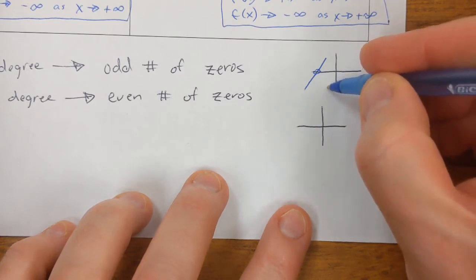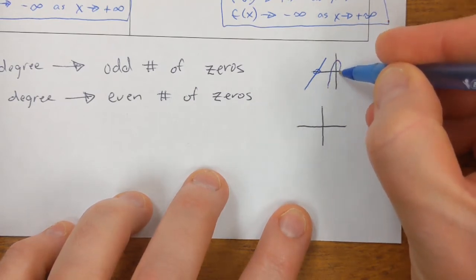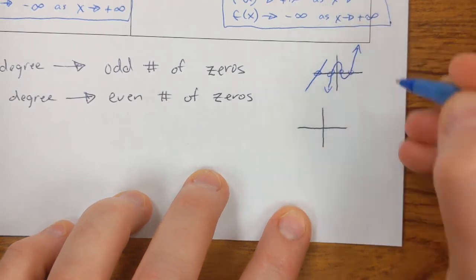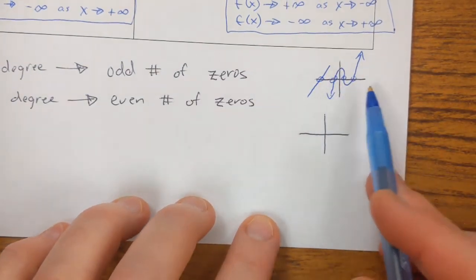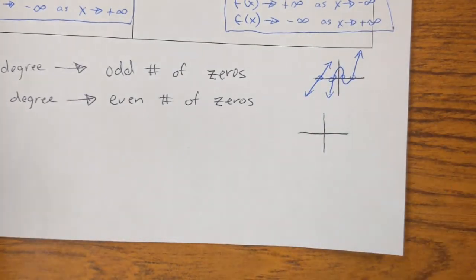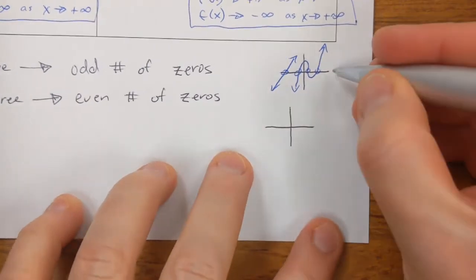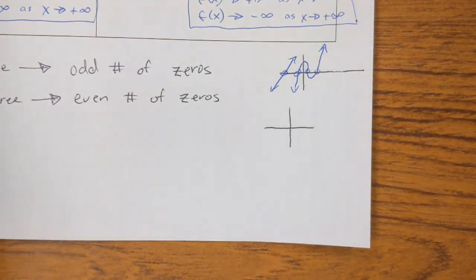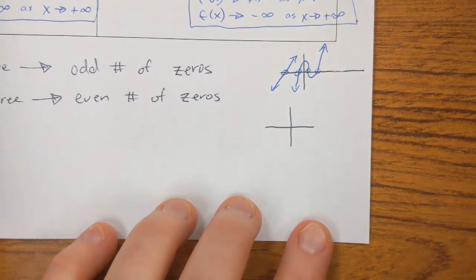A cubic equation could easily cross the x-axis 3 times. You could see how that could possibly cross the x-axis like 3 times. Okay, and there's no guarantee as to exactly how many zeros an odd function will have, but it will always be an odd number.